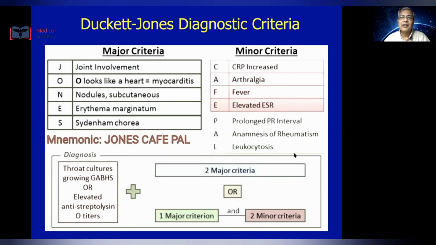What are the diagnostic criteria for rheumatic fever? In case the patient grows group A streptococcus in the throat culture or has elevated ASO titers, that is anti-streptolysin O titers, if that is combined with the presence of 2 major criteria or with the presence of 1 major criterion and 2 minor criteria, it is called rheumatic fever.